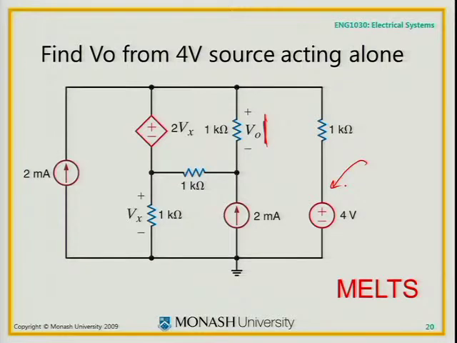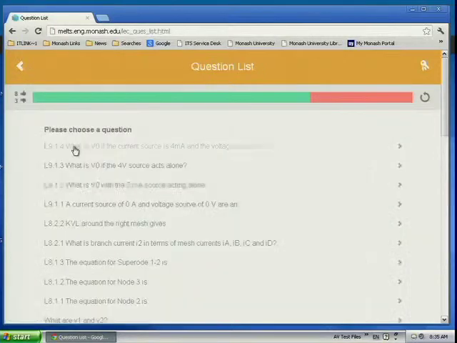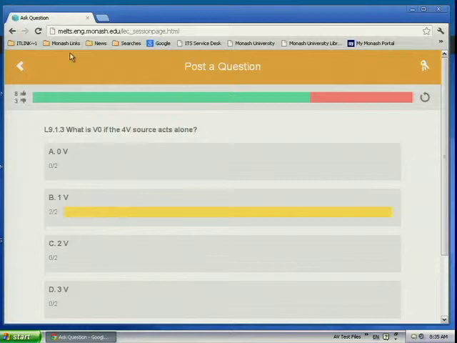Sorry? Did you have a question? Yeah, so when there are 3 or 4 sources, the idea of superposition is one source acting alone. You get rid of all the others. What is V0 if the 4-volt source acts alone? It's open.